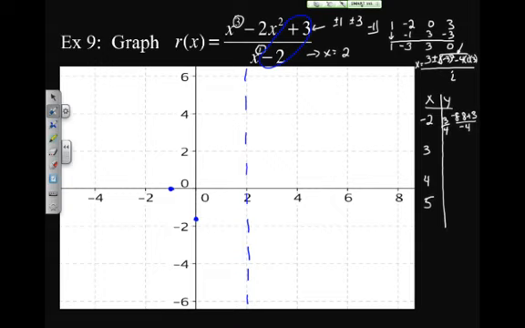13 over 4. 3 cubed is 27 minus 18 plus 3 over 3 minus 2 is 1. So 27 minus 18 is 9, plus 3, that gives us 12. And we put in a 4. It's going to get big pretty fast. We've got 64 minus 32 plus 3 over 2. So that's 32, 35. That should be a 3. That looks like a 1. So 35 over 2 is 17.5.